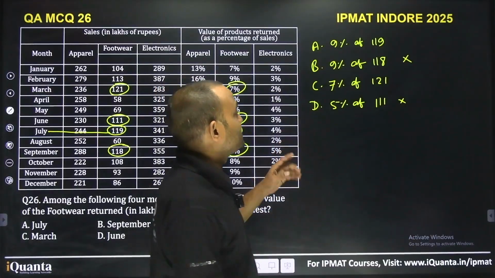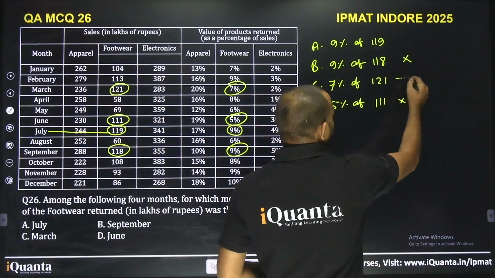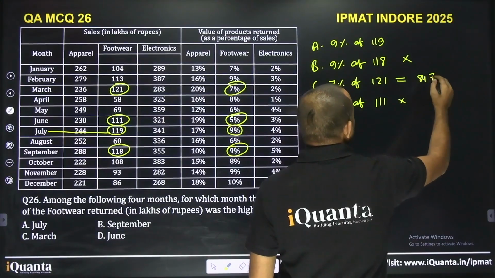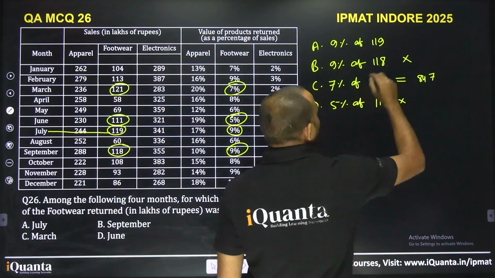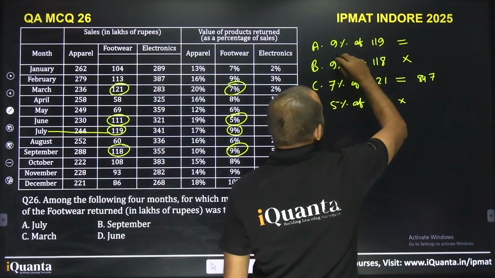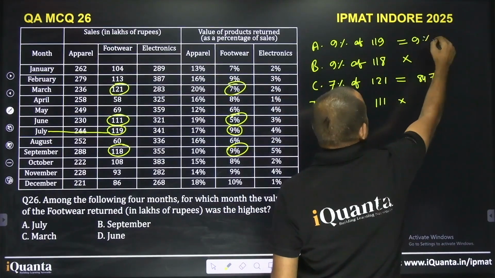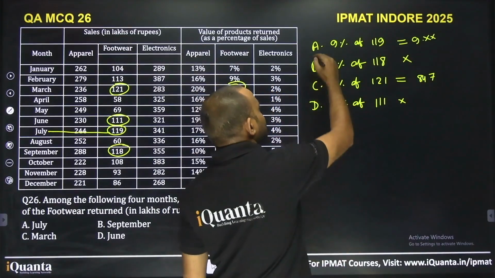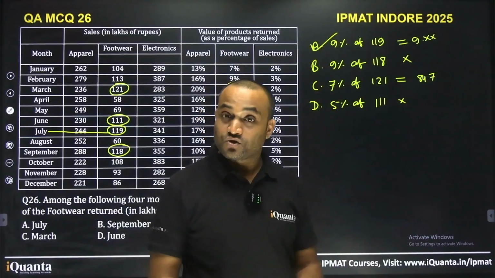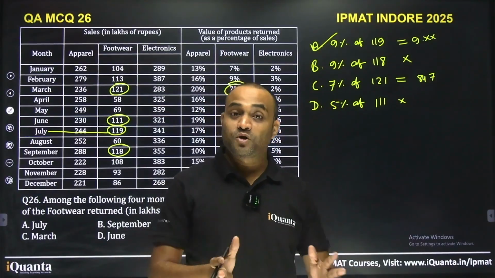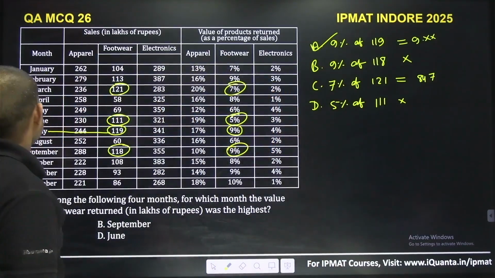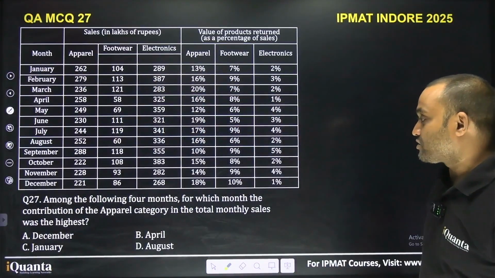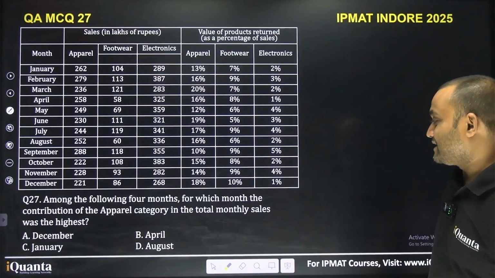Now if we calculate these values exactly, this value is 7 into 121, which is 84 point something, so this will be 8.47, and this value will be 9 point something, because even if this is 100, this will be 9 point something. So the highest value is option E. So this question can be solved using approximation.